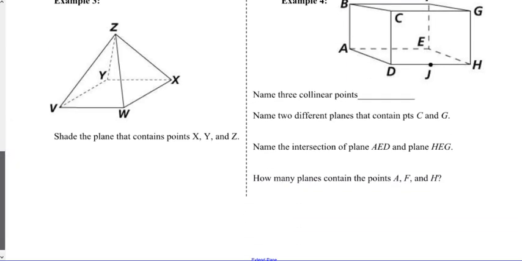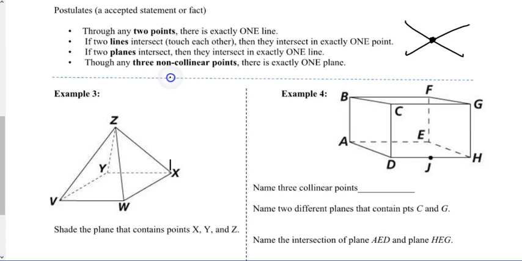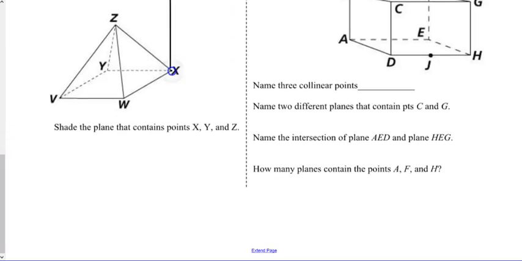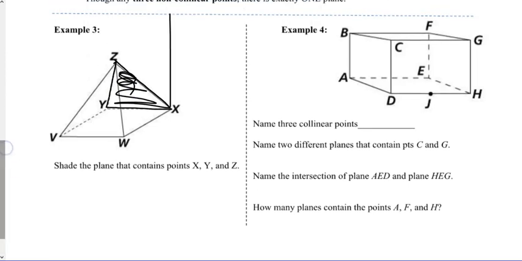All right, shade the plane that contains points X, Y, and Z. Now when you do this, I suggest you do this. Take your pencil and go, well, not that. X, Y, Z. Well, what plane does that contain? Well, that's this one right here. So we're talking about that back panel of the pyramid. Name 3 collinear points. Well, that's easy to do because on any line segment there's only 2: BC, FG, FE, except for down here. That's the only place. So D, J, and H.